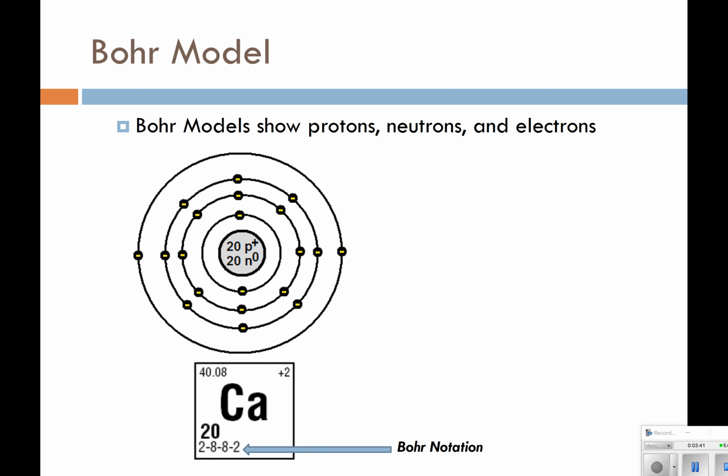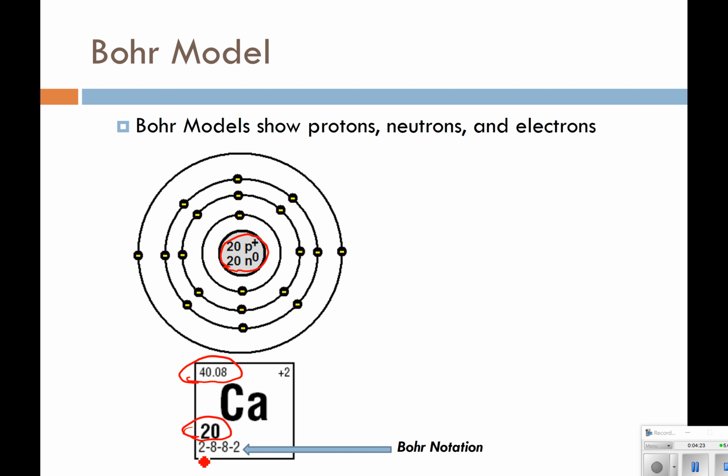So this is the Bohr model of the atom, represented by Bohr's classic model of the atom, indicating that we have electrons that are lying in distinct energy levels around the nucleus. And they always show protons, neutrons, and electrons. So in the model here, we see that we have 20 protons and 20 neutrons, for a total mass number of 40, which we see here. Again, the 40.08 is an average of the different isotopes. This would be calcium-40, where we have 20 protons for our atomic number 20 and 20 neutrons.